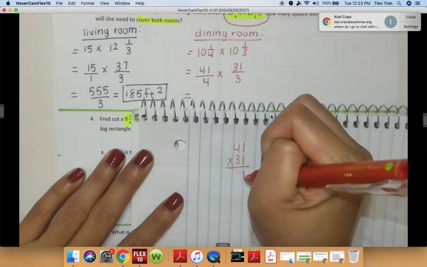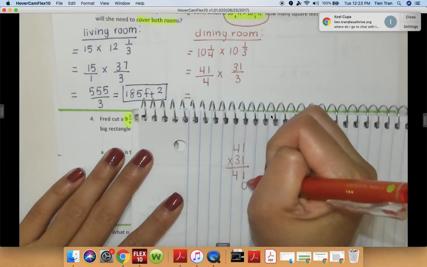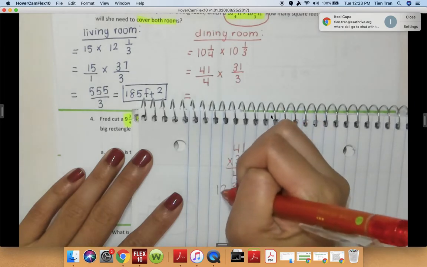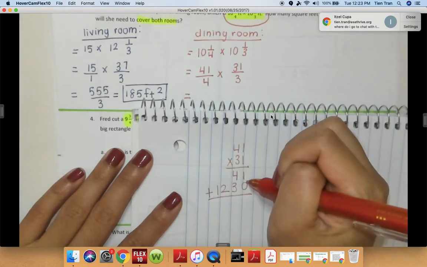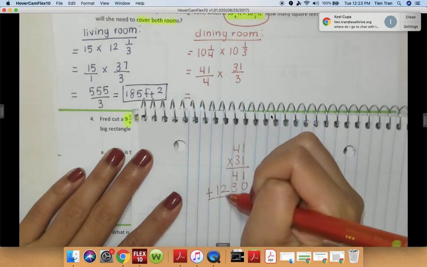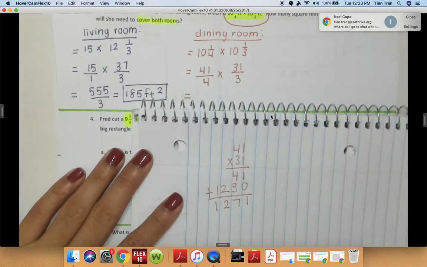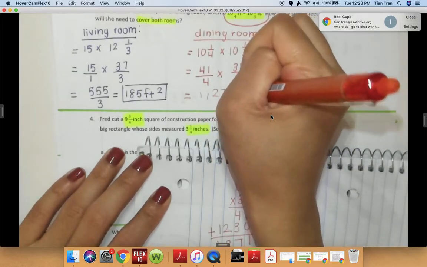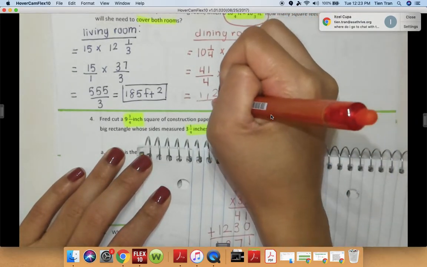So I have 41 times 31. 1 times 1 is 1. 1 times 4 is 4. Bring down my 0. 3 times 1 is 3. And 3 times 4 is 12. I add everything together. 1 plus 0 is 1. 4 plus 3 is 7. Bring down my 2. Bring down my 1. I get 1,271. And 4 times 3 is 12.